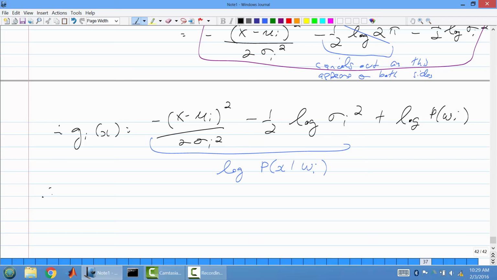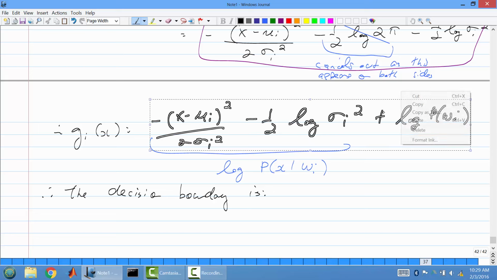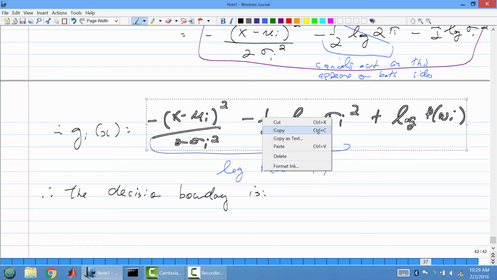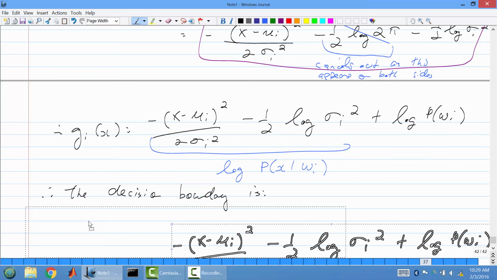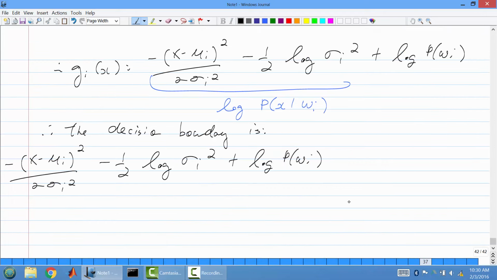So therefore, the decision boundary is when you set these both equal to each other. So I'm just going to take this one here and copy it right here. So this becomes class 1. Sorry, this becomes 1, 1, 1, and then 1, 1. Okay, equals, and then I'll just rewrite this.